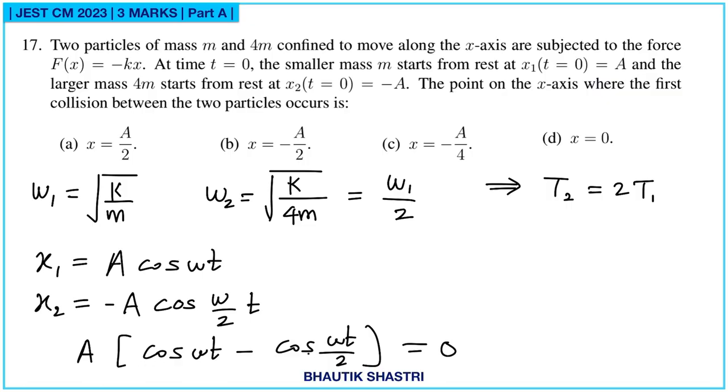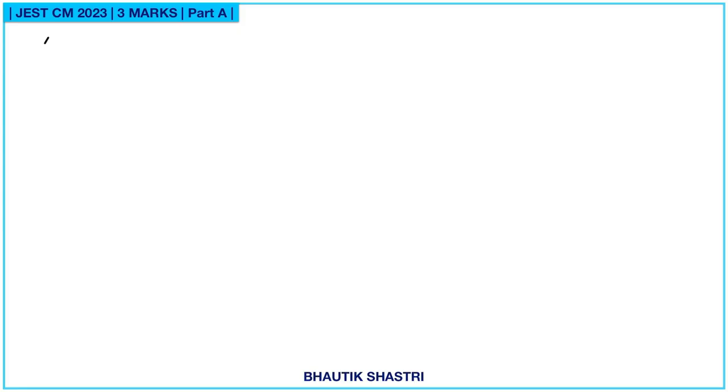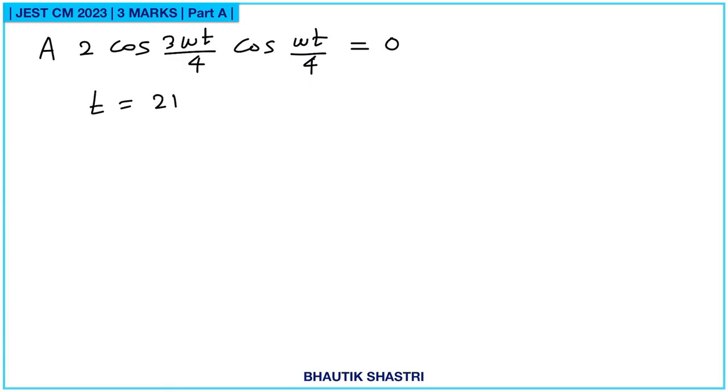And this is cos A minus cos B. So A into 2 cos(3 omega t by 4) into cos(omega t by 4) is equal to 0. So this gives us, at this point, a cos function equal to 0. So that gives us t is equal to 2 pi by 3 omega, or t is equal to 2 pi by omega.